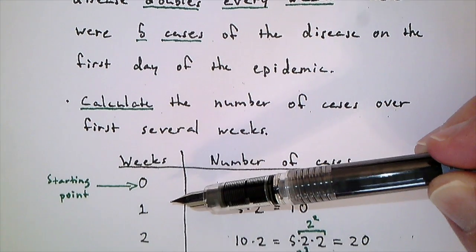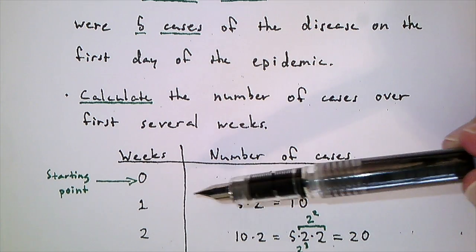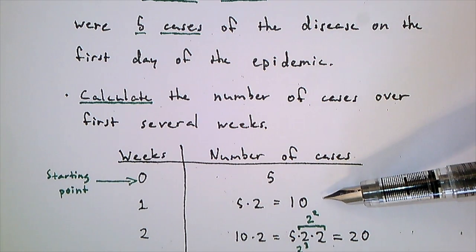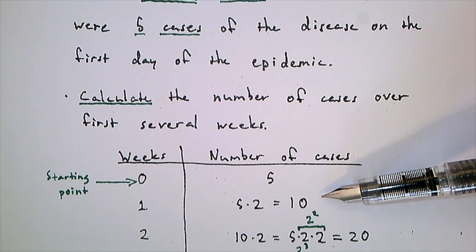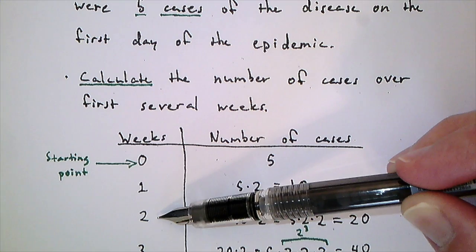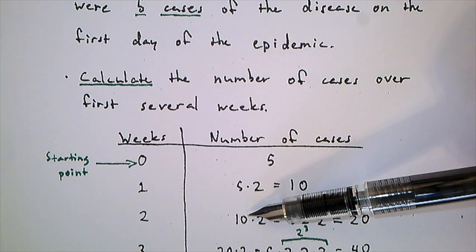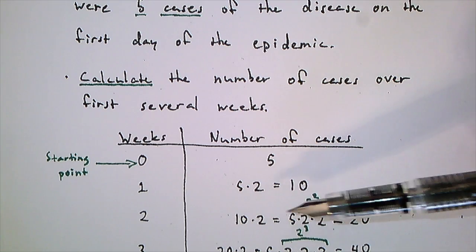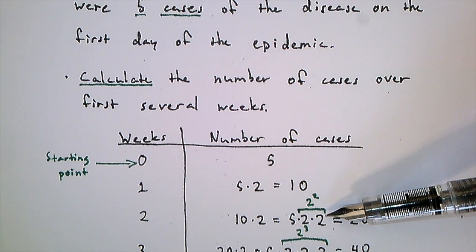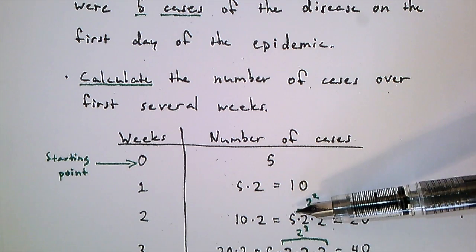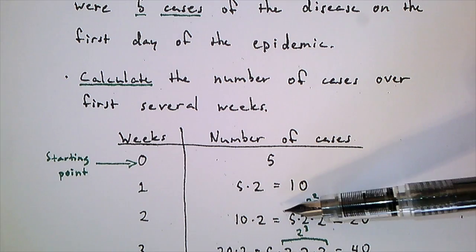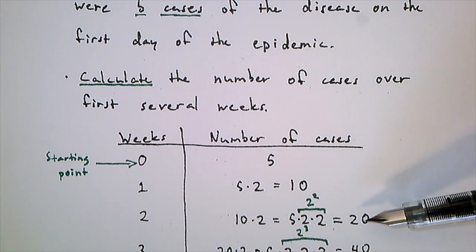After 1 week, the number of cases will double. So we take the value 5 that we started with, multiply by 2 to get 10 cases. And then we just continue that process. After another week, on week 2, the number of cases doubles again. So we multiply 10 by 2. And I've pointed out here that 10 is 5 times 2, and we're multiplying by 2 again. So we're actually multiplying 5 by 2 squared. But either way you think about it, 10 times 2 or 5 times 2 times 2, we get 20.